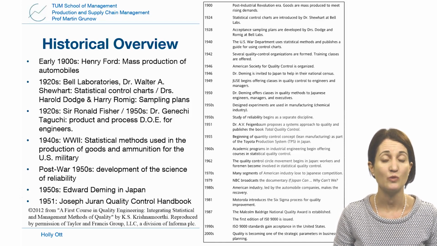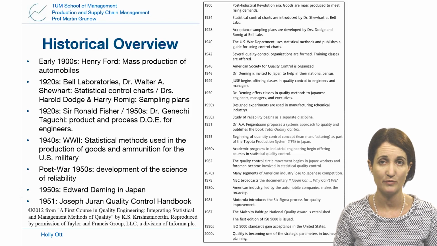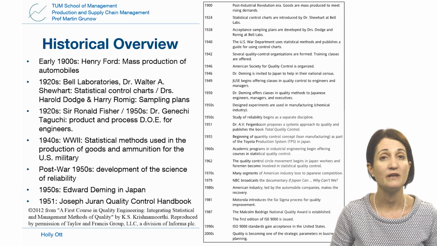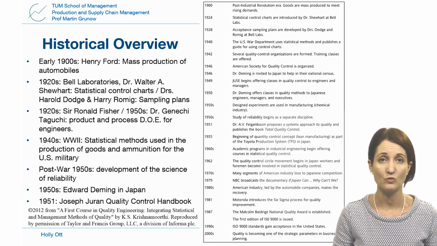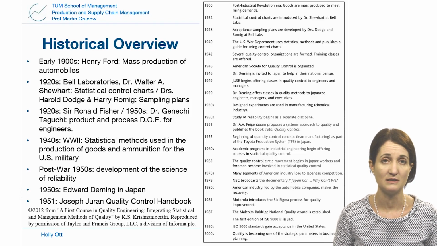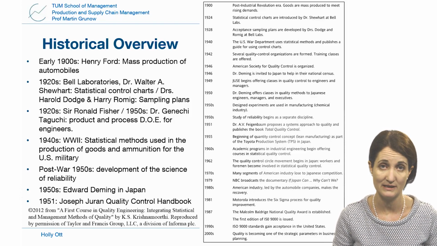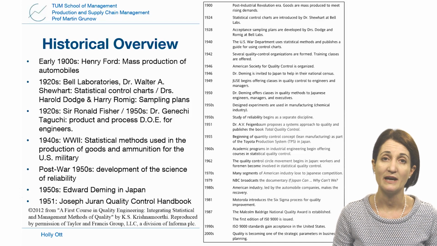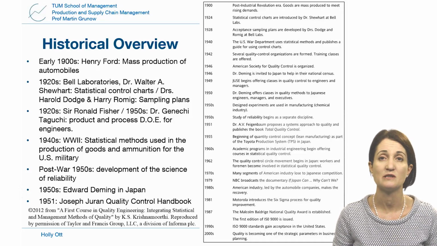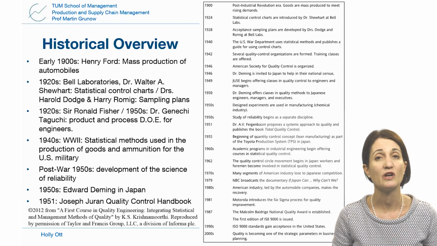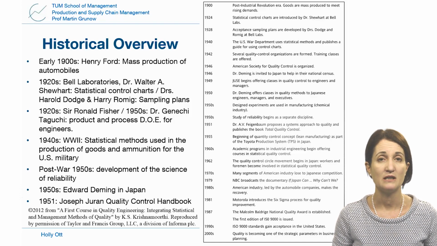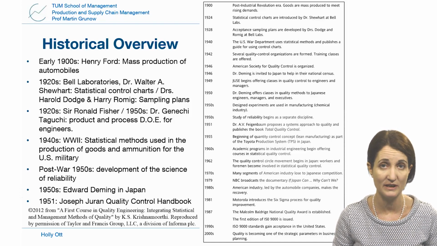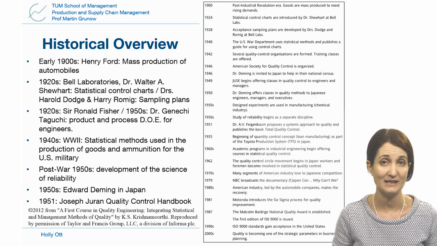Now, in England in the 1920s, Sir Ronald Fisher was working on improving agricultural yields using designed experiments. And later we had Dr. Taguchi also working on the development of designed experiments for product and process engineering. In the 1940s and World War II, we saw the use of statistical methods by the military in the US for the production of goods and ammunition. And after the war in the 1950s, there was the development of the science of reliability, which is why our products today last so long.